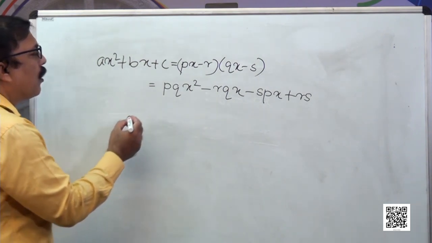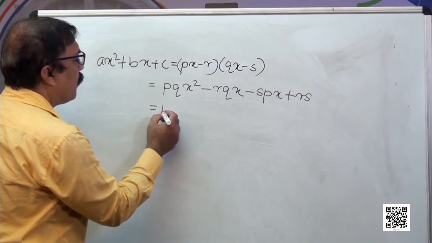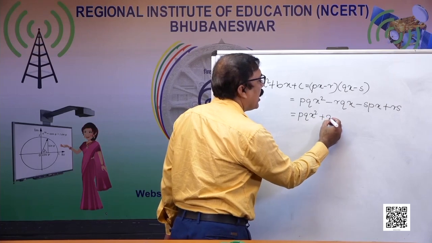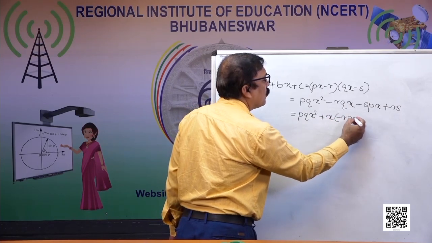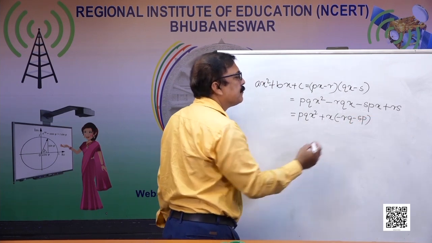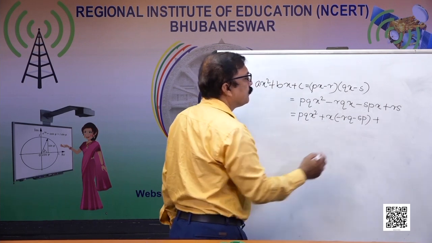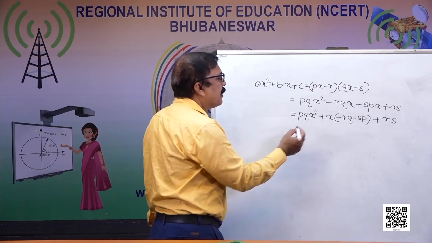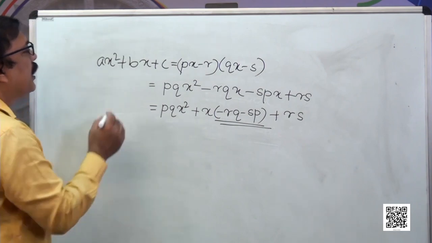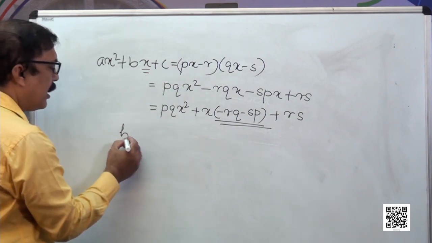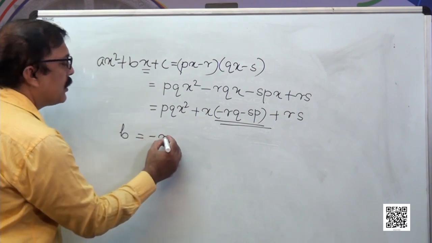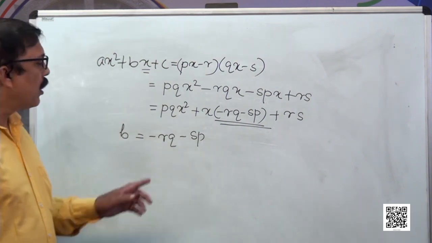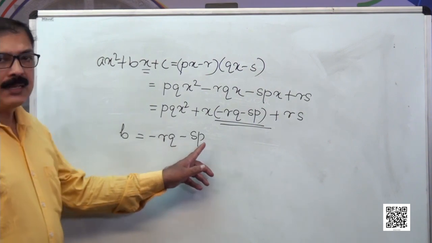Now let's write it in its standard form: pq x square plus x into (minus rq minus sp) plus rs. Now we can see that the coefficient of x is b here. So we can write b is equal to minus rq minus sp. That means b is the sum of two numbers, minus rq and minus sp.